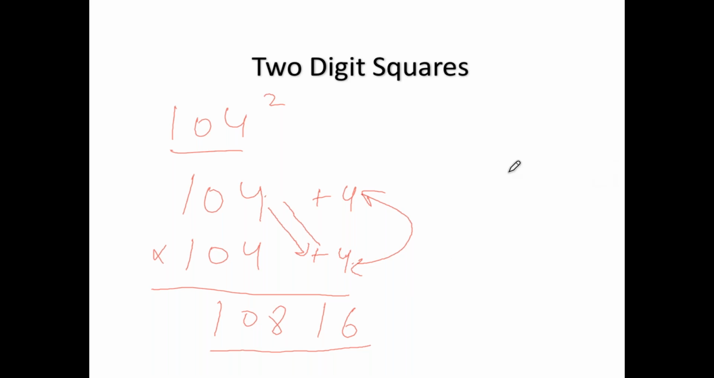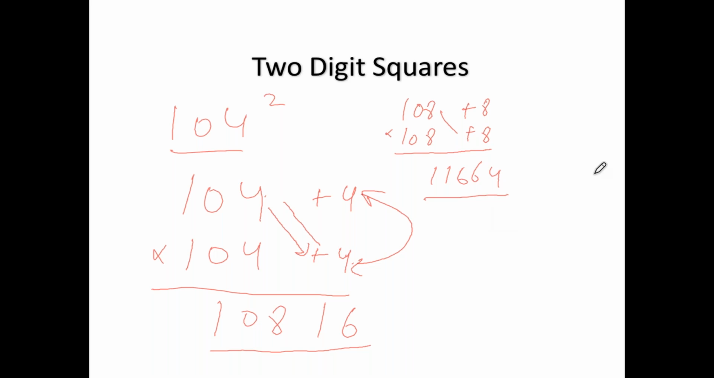Very good. Now I need to take care of something. I'll just show you what you need to take care of. If my number would have been 108 instead of 104, 108 multiplied by 108, I would have written plus 8 plus 8. 8 8s are 64. And this 108 plus 8 becomes 116. This is pretty similar to the first one. I could do this easily.